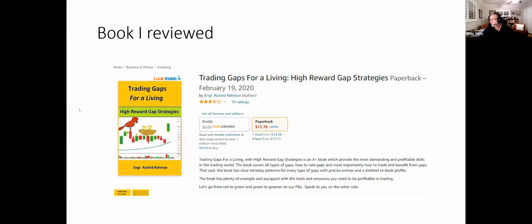And here's the book. And again, I'm not selling it. I didn't pay anything. I have Kindle Unlimited, so I just read it. But it's a good book. It's well worth the cost of it, and it is not overly technical. It's pretty simple, and you can build your strategy around it.